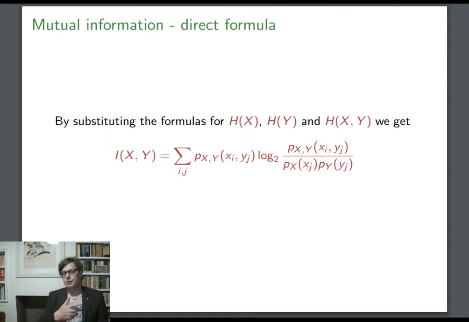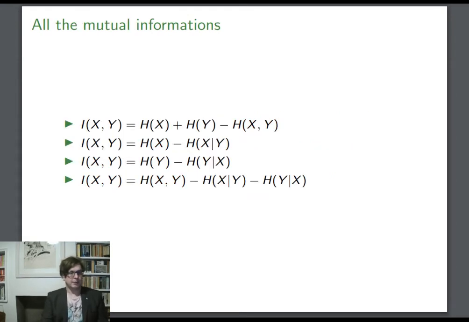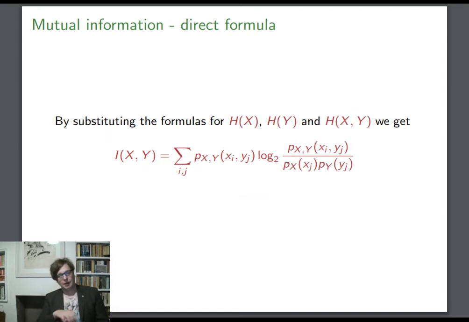You should check that yourself, or a slightly easier task is to start off with this formula and see that it reduces to the first of those formulas, h of x plus h of y minus h of x comma y. Basically, you get the log, and you expand it out in the usual way. The log of p of x comma y over p of x, p of y is equal to the log of p of x comma y minus the log of p of x minus the log of p of y. And then you end up with some terms.